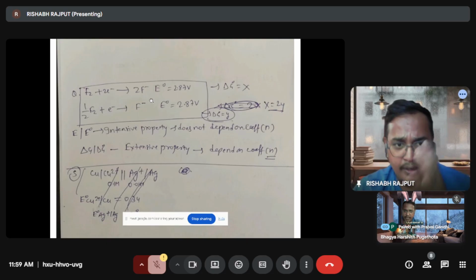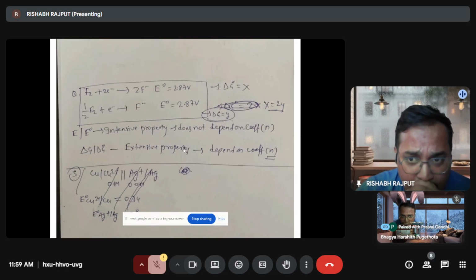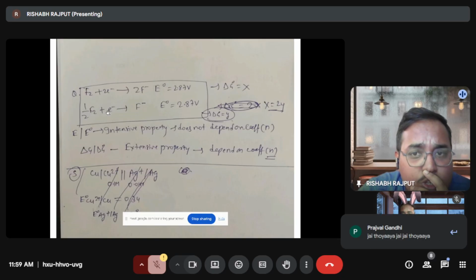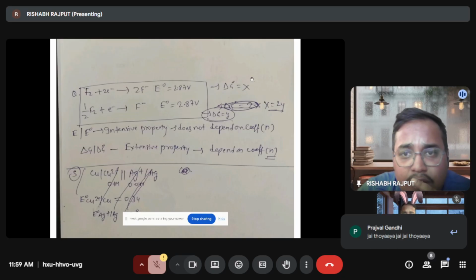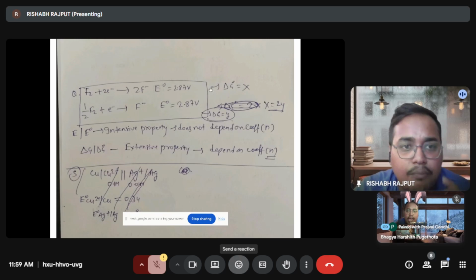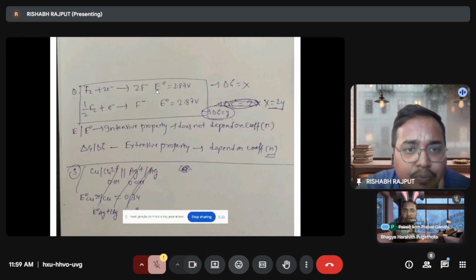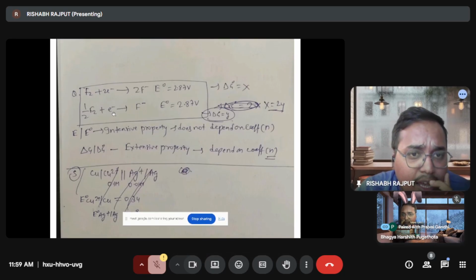So please see here, delta G depends on the n value. In the first case, your n value is 2 here, and for the second reaction, your n value is 1. So that means whatever the x value is, it is double the second value. Why? Because it depends on n. You can see here 2 electrons are there. In the second reaction, your electron is now half.